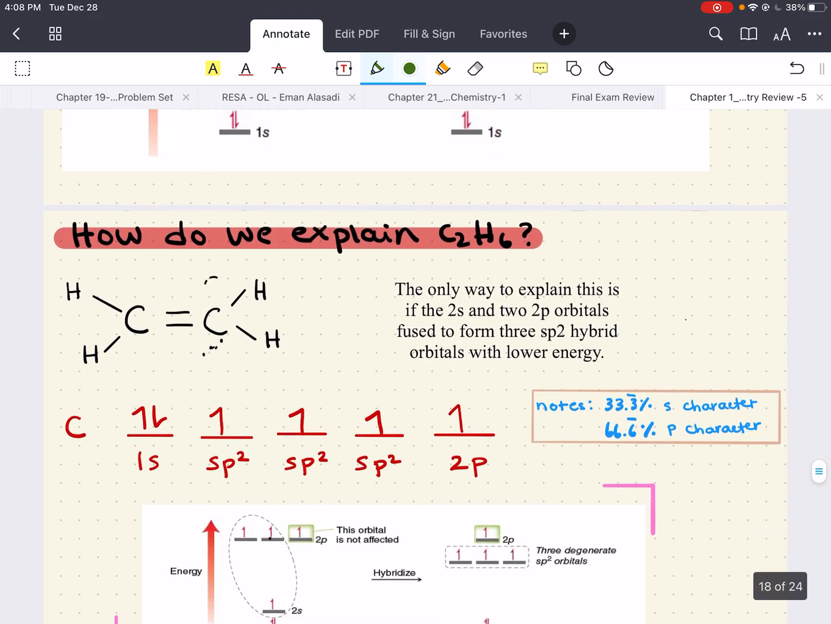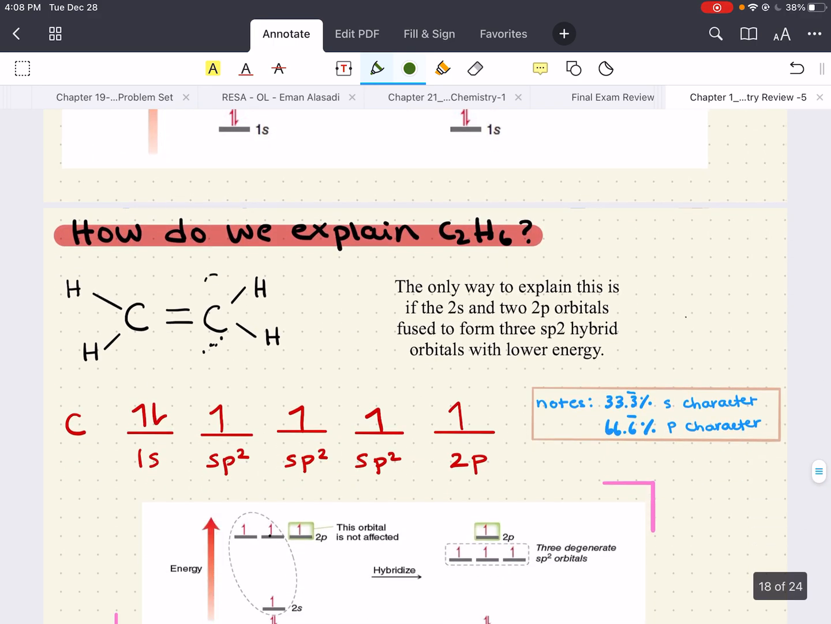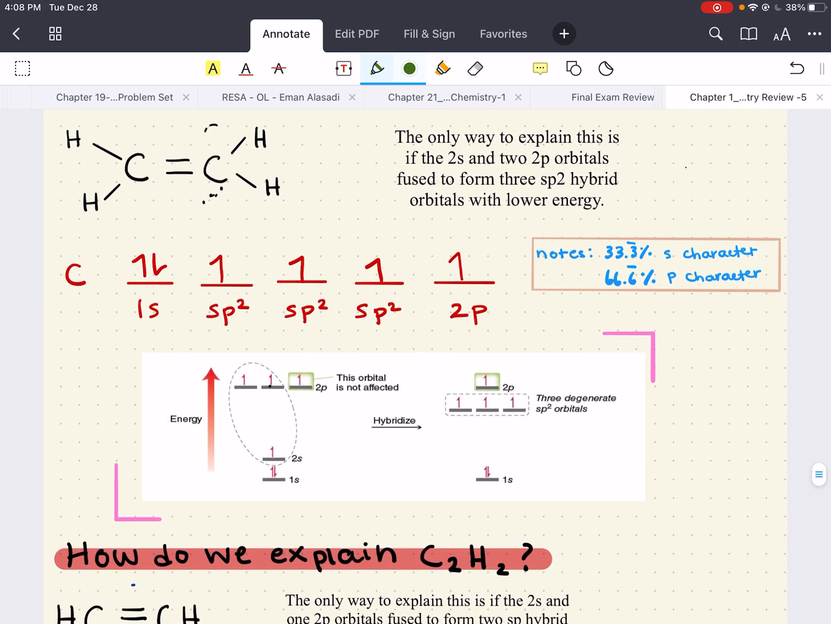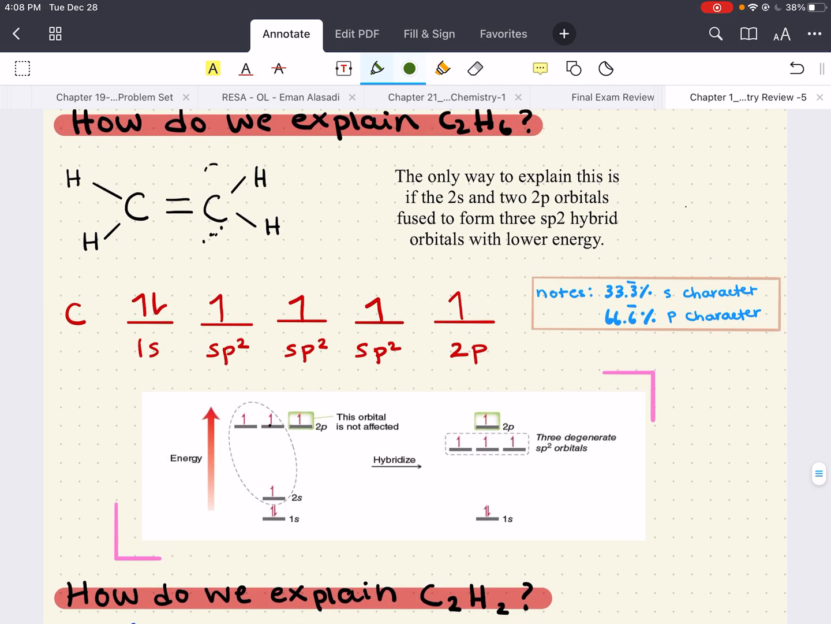Now, the obvious next question is, what if there's a double bond? What if carbon has a double bond? One double bond, all right? How do we understand that? How do we begin to understand that? Well, the only way to explain this is, let's refer back to what we know a double bond consists of. A double bond is 1 sigma and 1 pi bond, all right?